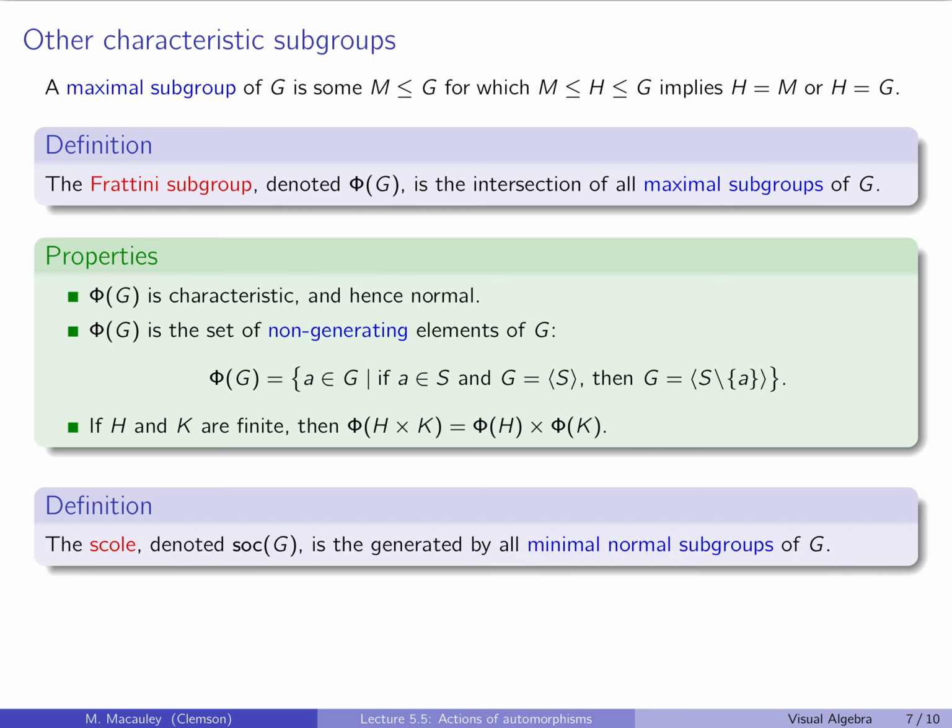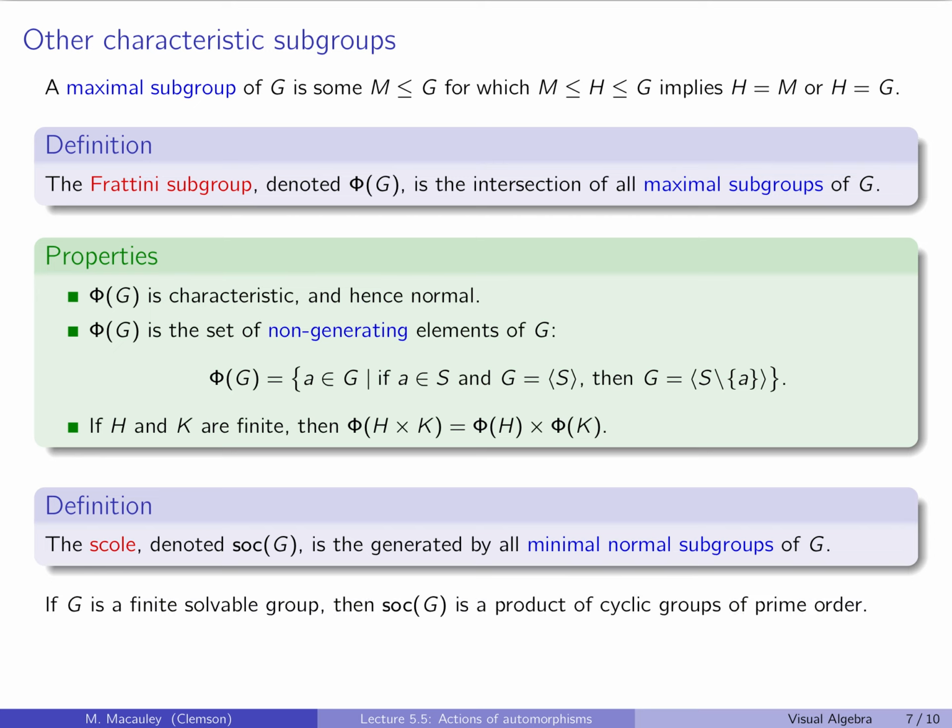Here's another definition. The socle, denoted soc of G, is the subgroup generated by all minimal normal subgroups of G. And again, I will show you pictures of these in some subgroup lattices after this. If G is a finite solvable group, then the socle is a product of cyclic groups of prime order. Now, do you know why it's called the socle? I did not know what this word was. I had to look it up, but there is a reason for it.